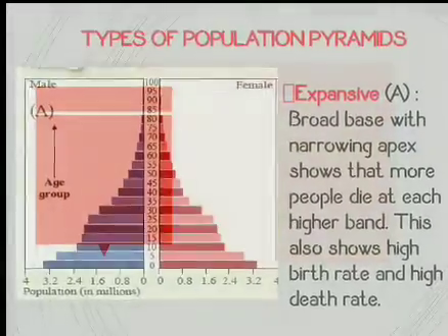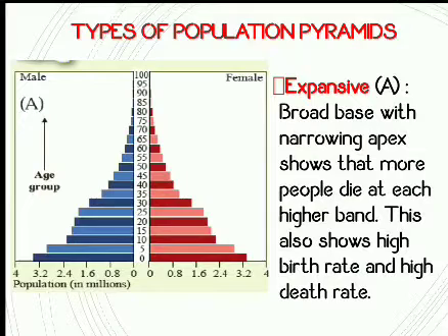Let us start with the first type of population pyramid, that is expansive. The characteristic of expansive is a broad base with a narrow apex, which shows that more people die at each higher band, and this also shows a high birth rate and high death rate. In the case of expansive, you can see that the base is broad whereas the apex is narrow. As already told, at the base there are the number of children, and at the apex there are the number of older people, that is above 60.